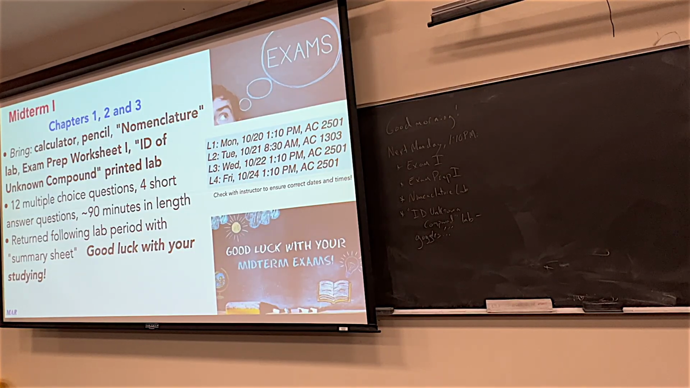You will turn in Exam Prep 1 at the beginning of the lab, or before the exam itself. You'll also turn in the nomenclature lab that we did this last Monday. And then after the exam, we will do a lab. It's called the Identification of an Unknown Compound lab. This is the first lab where goggles will be required, so make sure you bring them. If you don't have them, you'll have to use one of my borrowed ones, which is fine. Any questions? Any of that kind of stuff?